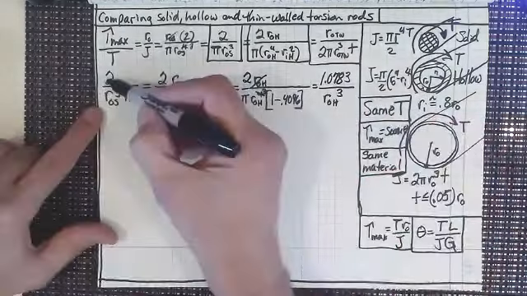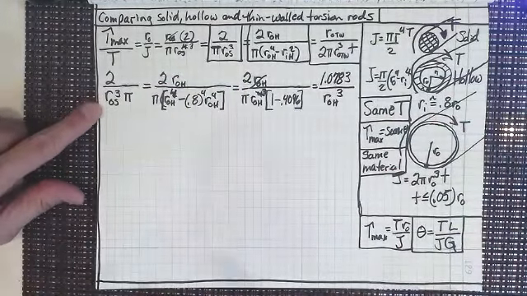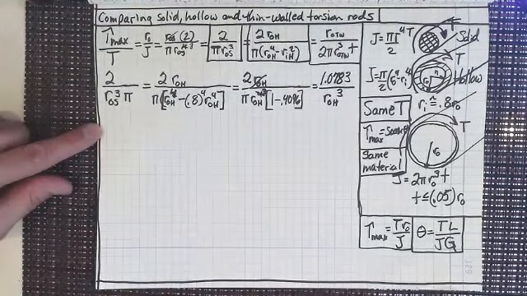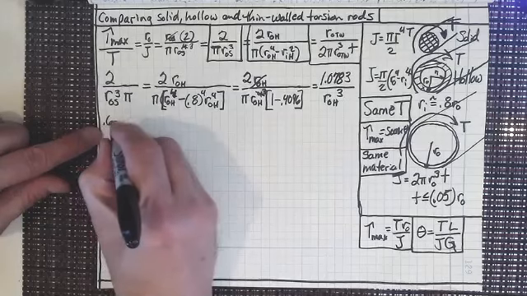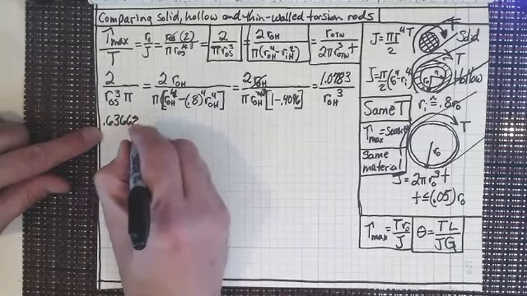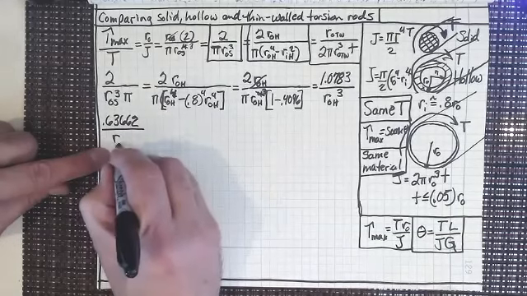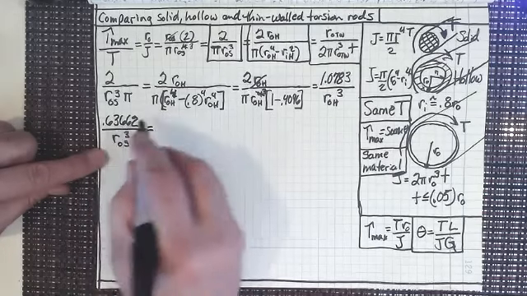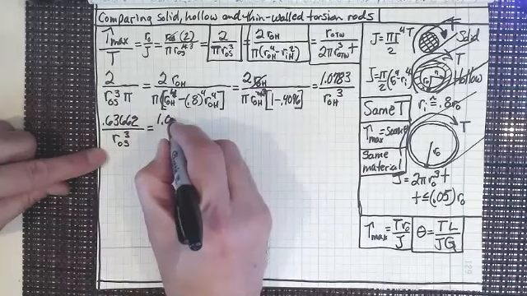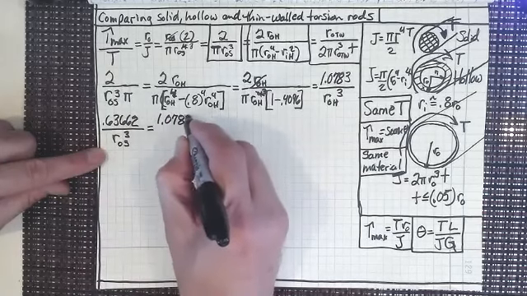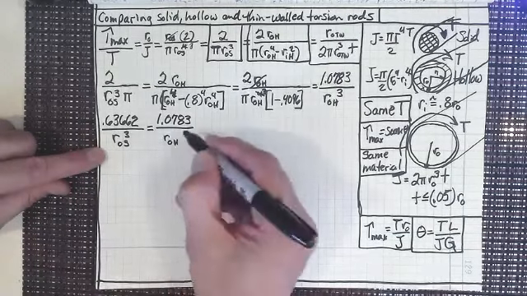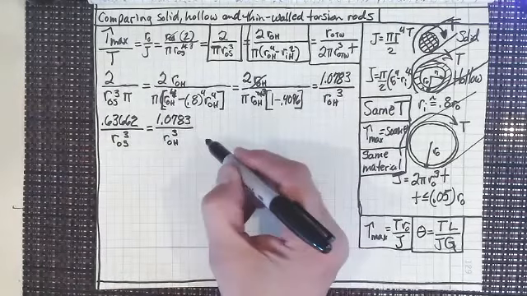All right. You know, we could do that here too. We could say that for the solid, 2 over pi, so 2 divided by pi, 0.63662. So 0.63662 divided by the outer radius of the solid cubed is going to equal 1.0783 over the outer radius of the hollow thing cubed.